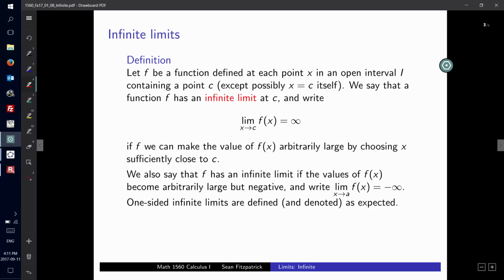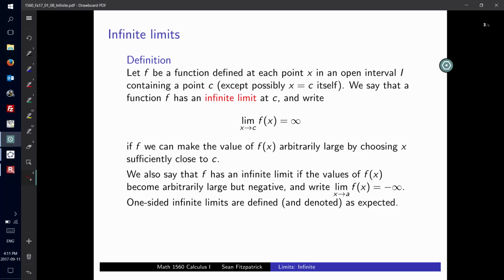Okay. So here's the definition. What does it mean to say that a function has an infinite limit? So it means we've got a function, as usual, defined on some interval, maybe not at the particular point that we're interested in, but everywhere else in the interval is defined. And we say that the limit of the function as we approach this value c is infinity, and we write the usual symbol for infinity. So we say that limit is infinity if we can make the value of f of x as large as we want by getting x close enough to this value c.